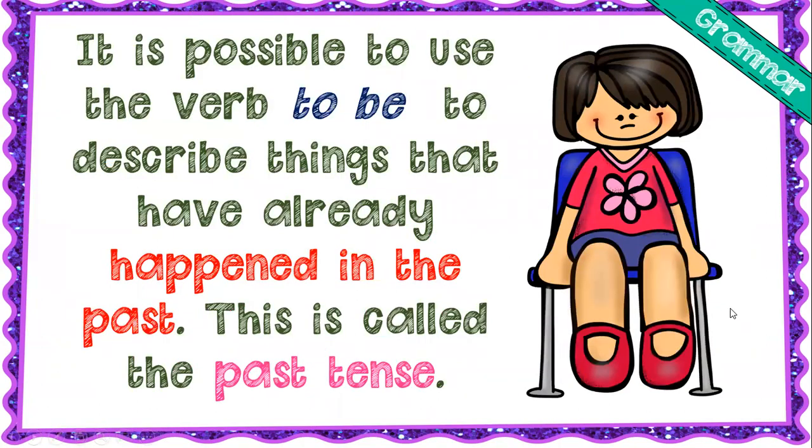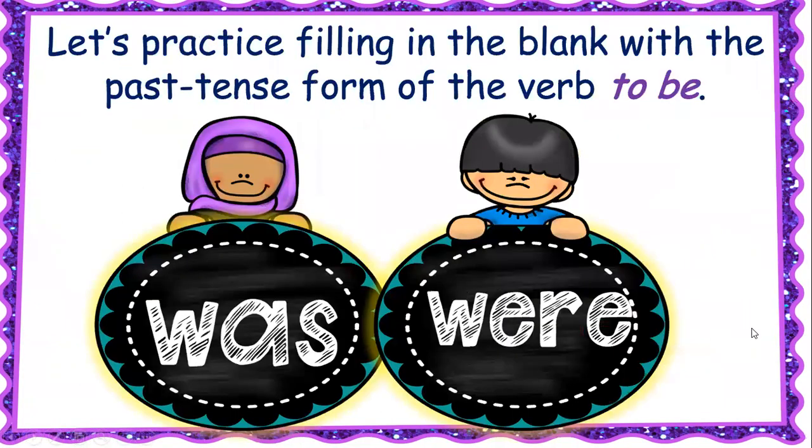It is possible to use the verb to be to describe things that have already happened in the past. So typically we add ed to those words, but now the past tense of the verb to be is going to be a little different. These two are going to be either was or were. So this is the same where you have to use the subject and how it sounds in the sentence to decide if it should be was or were.